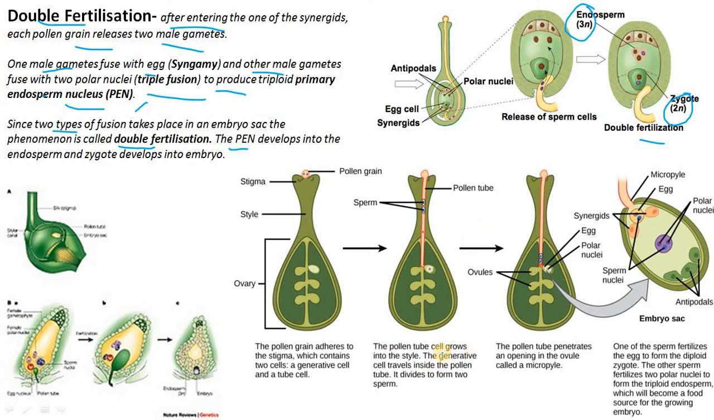This is a detailed view. You can see the pollen grain adheres to the stigma and contains two cells, a generative cell and a tube cell. The pollen tube grows into the style. The generative cell travels inside the pollen tube and divides to form two sperm. The pollen tube penetrates an opening in the ovule called the micropyle. Then one of the sperm fertilizes the egg to form the diploid zygote. The other sperm fertilizes the two polar nuclei to form the triploid endosperm, which will become a food source for the growing embryo.